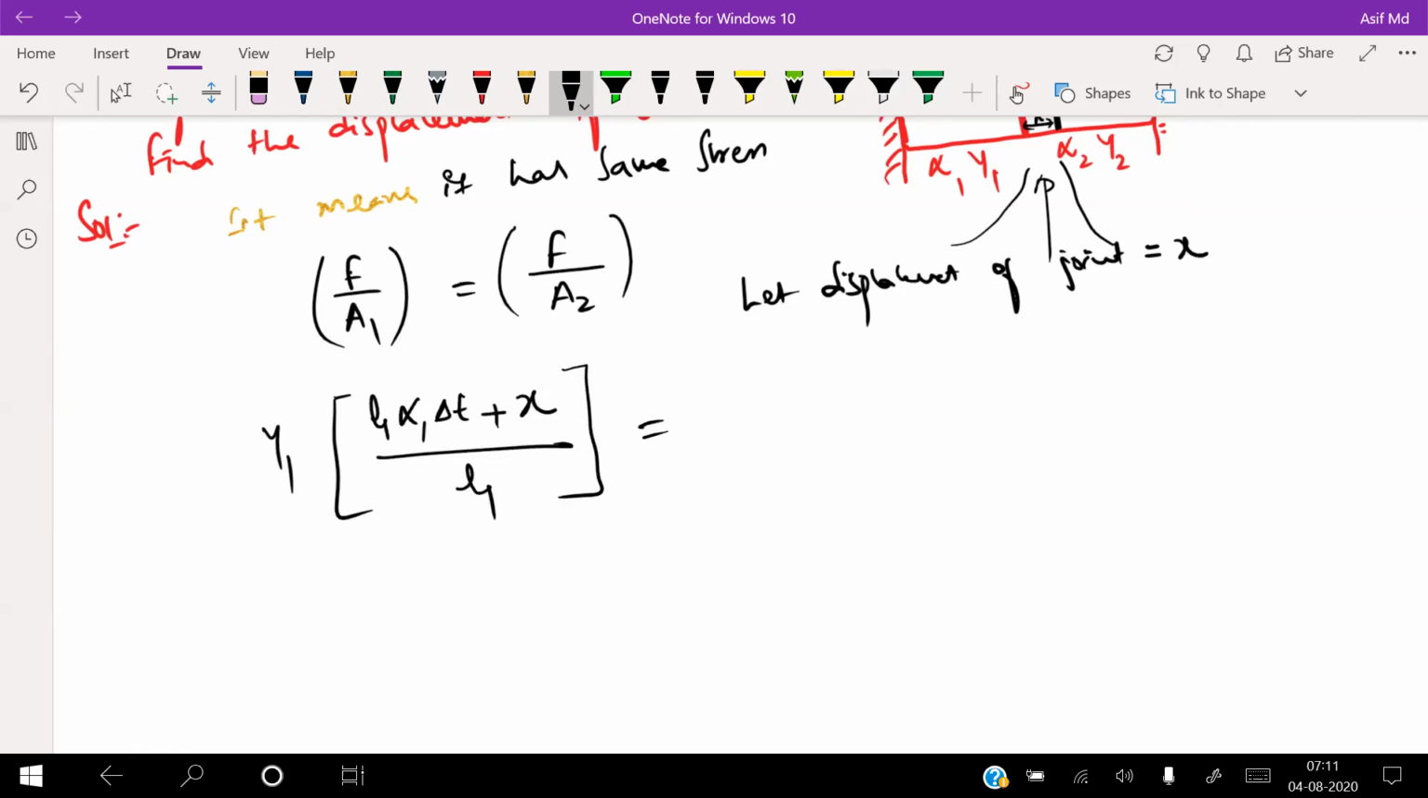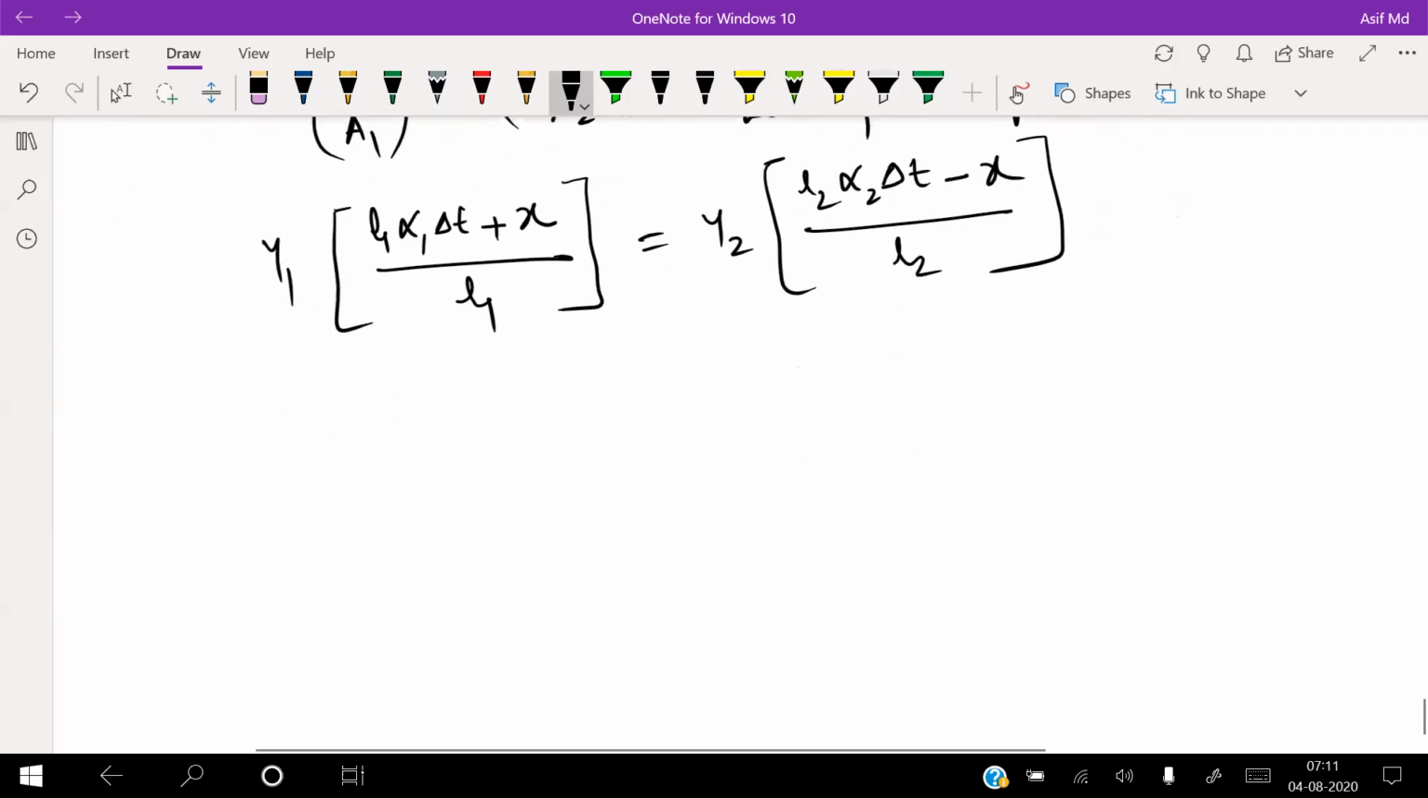It is equal to Y2, this is the second rod, so L2 into alpha 2 into delta t. Displacement of that one will become minus x, divided by L2. Is that point clear? Now this will become Y1 into, this L2 will come here because I'm cross multiplying. So it is Y1 L2 into L1 alpha 1 into delta t plus x is equal to Y2 L1, this L1 is going to this side. Have you got it?